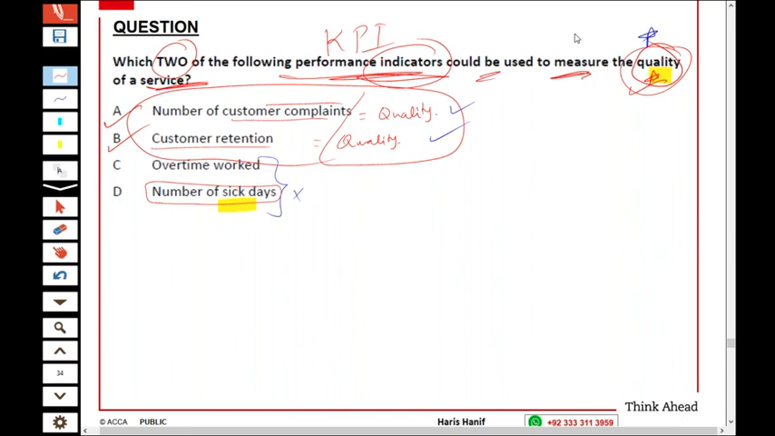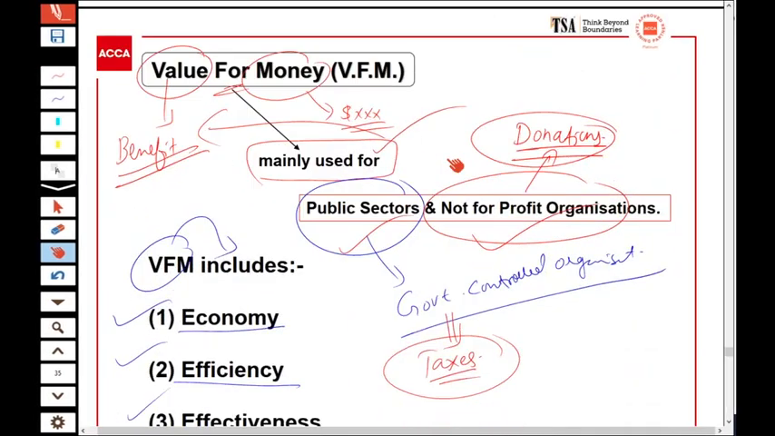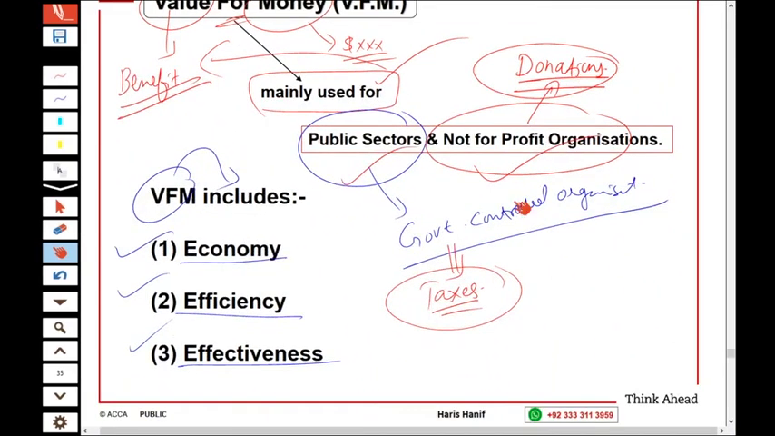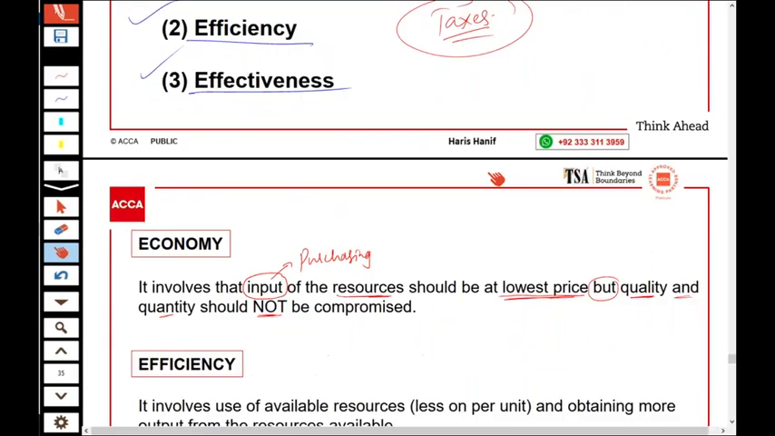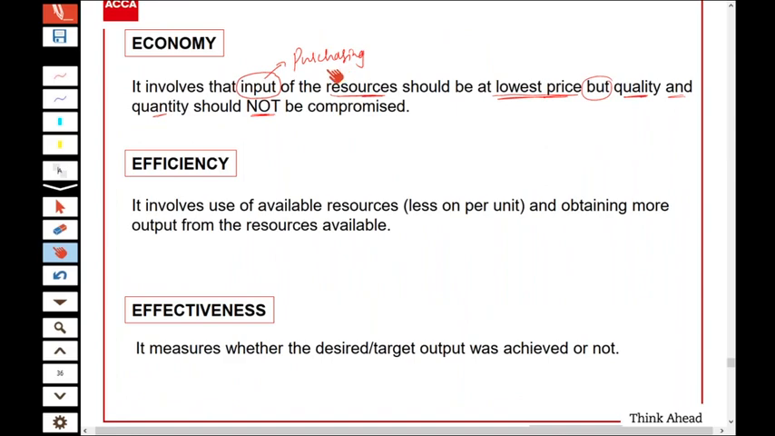Okay, that's good. Okay, students, now resuming back to value for money. I was saying that value for money means the benefit which you are obtaining from the money, and the money is in the form of donations and taxes. Now, economy. What do you mean by the term economy? That means purchasing of the resources at the lowest price, because it's not my money, it is the public's, which I have collected from donations. So I should be purchasing the things at the lowest price.